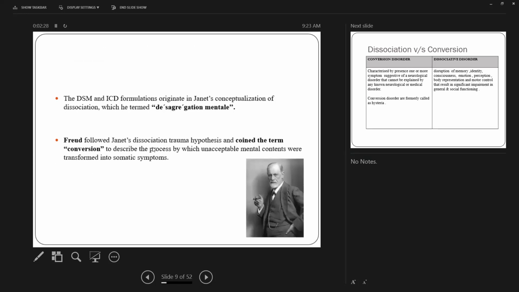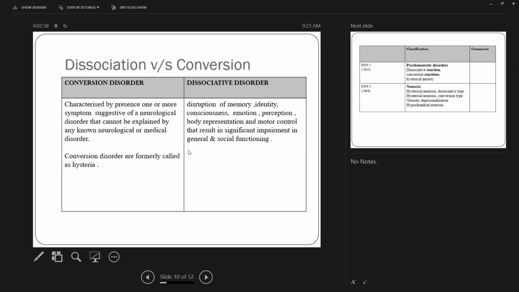Freud followed Janet's dissociation trauma hypothesis and coined the term conversion to describe the process by which unacceptable mental contents were transformed into somatic symptoms. So the difference between dissociation and conversion. Conversion is characterized by presence of one or more symptoms suggestive of neurological disorder that cannot be explained by any known neurological or medical disorder. Conversion disorders were formerly called hysteria.